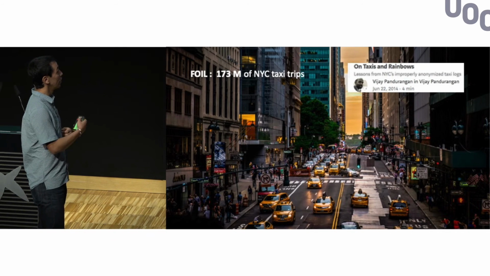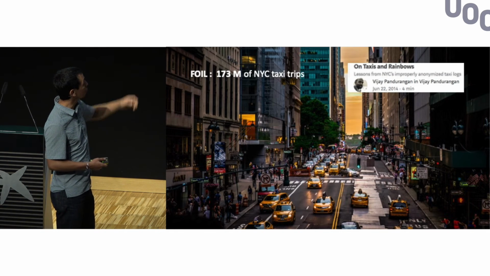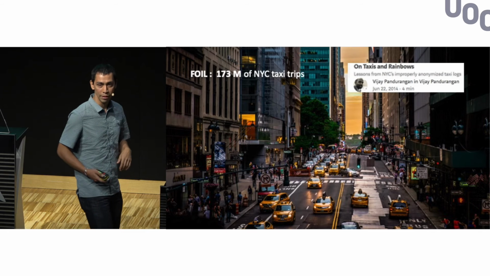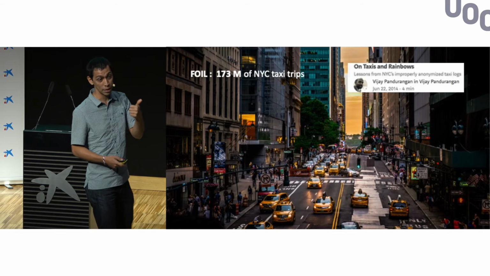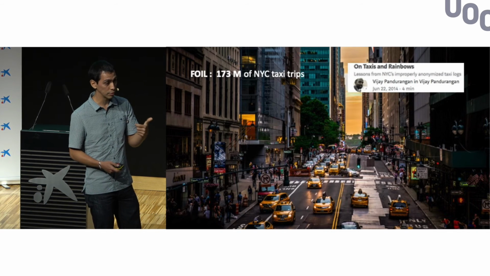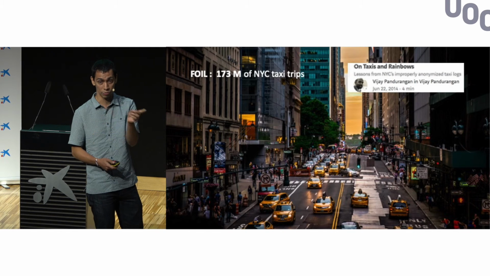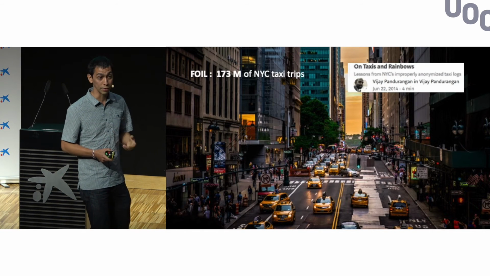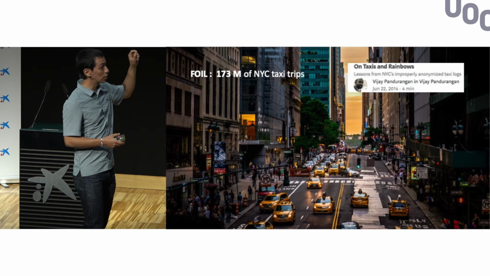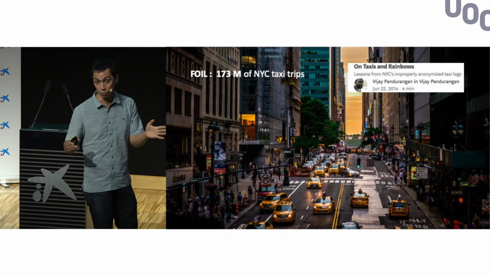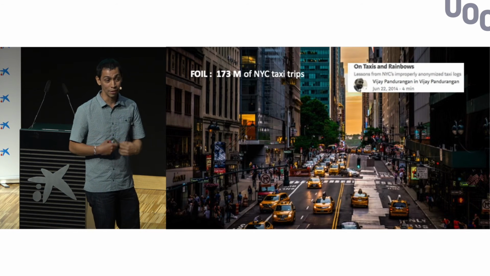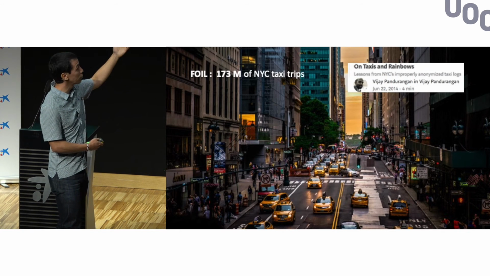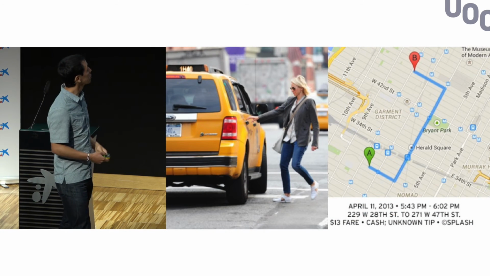He obtained, using the Freedom of Information Law, 173 million New York City taxi trips. Why was it improperly anonymized? This data had the pickup location, the drop-off location, and the timestamps of when the passengers got into the taxi and got out. It also had the license plates of the cars. It was improperly anonymized because he could reverse the encoding of the license plates and obtain the real license plates of these cars.